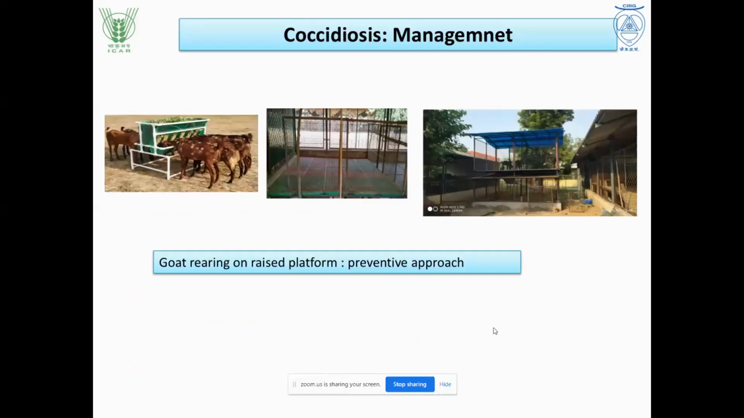Coccidial management also needs different approaches because it is very common. The animal gains the infection from the adult animal or from contaminated feed and fodder. So a raised platform is used to avoid the infection, and it is very commonly adopted. The fecal pellets drop down and there is a lesser risk for the younger animal to get the infection.